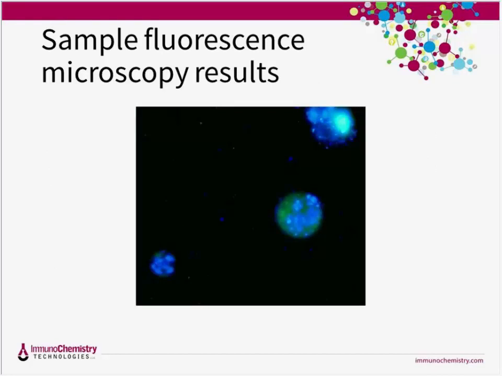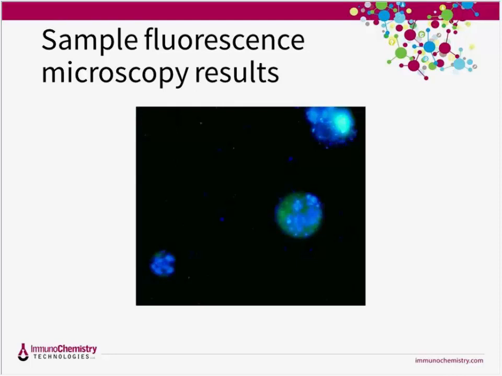Finally, here we're looking at some sample fluorescence microscopy results with FLICA. This image is of THP1 cells. These cells were dual stained with our FAM-FLICA polycaspase assay, as well as Hoechst to stain the nuclei blue. And this image shows 3 different cells. The cell in the middle is apoptotic. It has green fluorescence from the FAM-FLICA and some bright blue spots in the cell indicating the DNA is beginning to fragment.